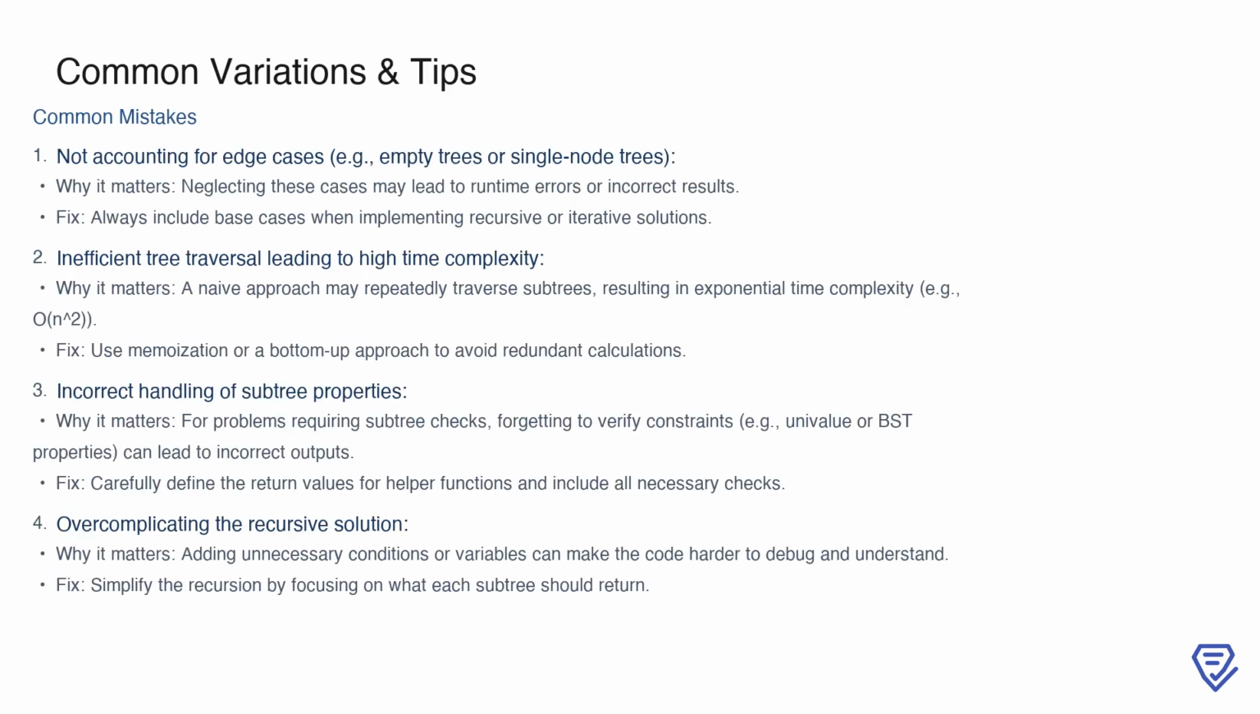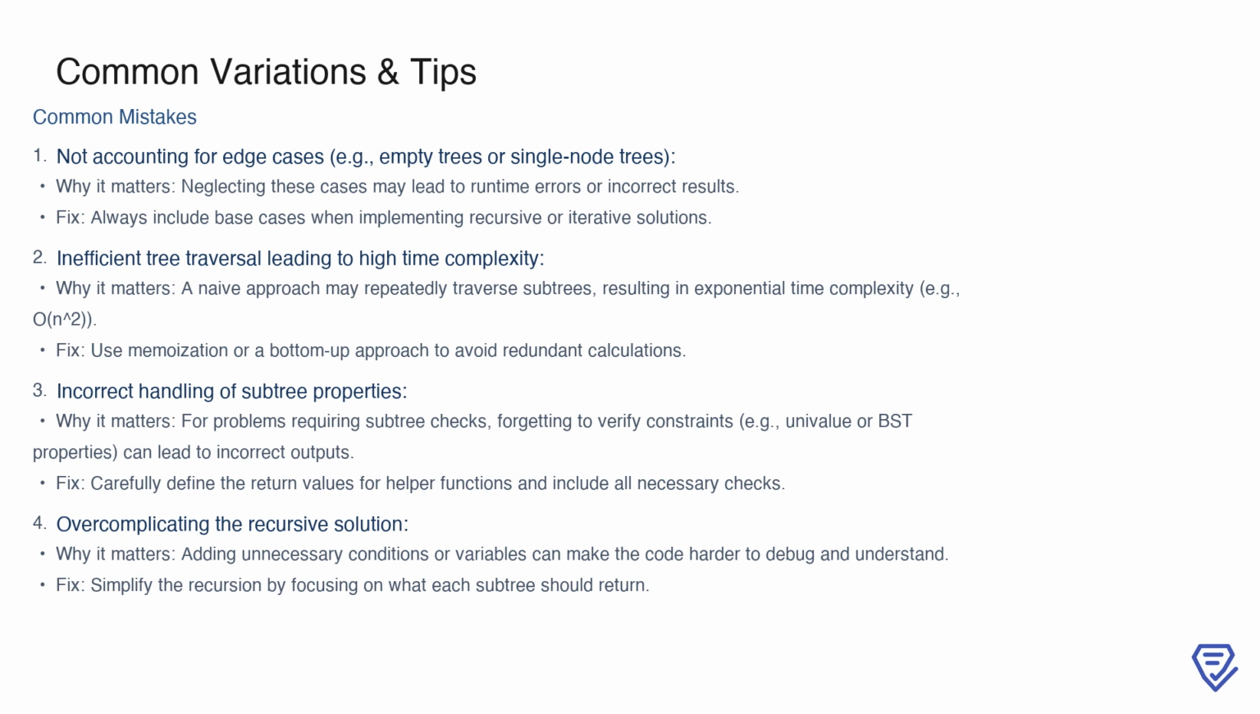A common mistake when solving tree problems is not accounting for edge cases, such as handling empty trees or single-node trees. These cases are important because if you neglect them, your code might crash or produce incorrect results. To avoid this, always make sure to include base cases in your recursive or iterative implementation.